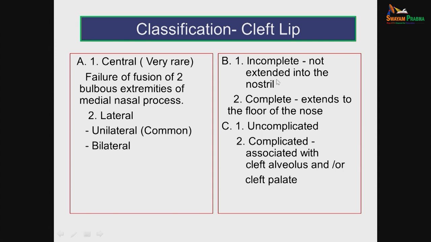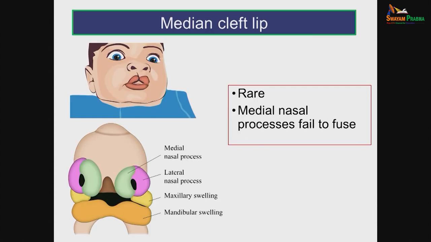Second classification is it can be incomplete or complete. Incomplete means does not extend into the nostril. Complete means it extends to the floor of the nose. Third classification is it can be uncomplicated or it can be complicated. Complicated means it is associated with cleft in the alveolus or a cleft in the palate. So, these are three types of classification of the cleft lip.